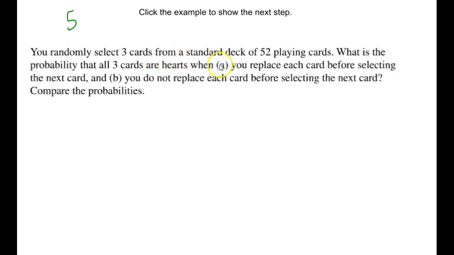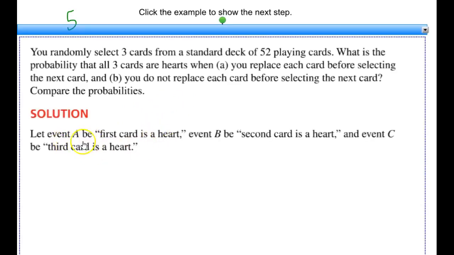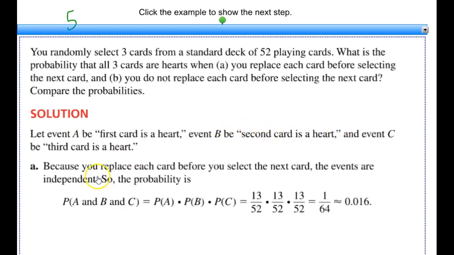On part A, if I replace each card, I start with 52 cards, I pull out one and see if it's a heart, and I put it back, and then I can reshuffle, I still have 52 cards. So those events are independent of each other. Now we're finding our different probabilities. Event A is my first one's a heart, event B, my second one's a heart, and C is my third one's a heart. Since I replace them, they're independent. So I have to find the probability of each one happening and then multiply them together.